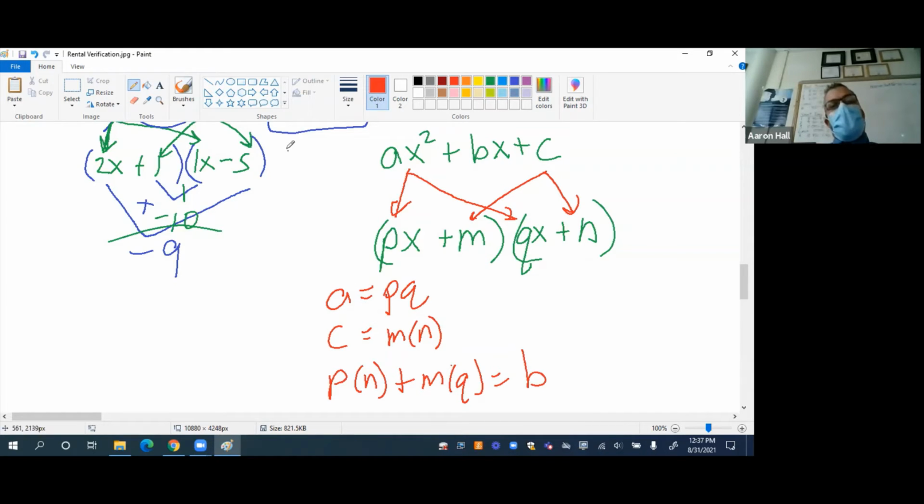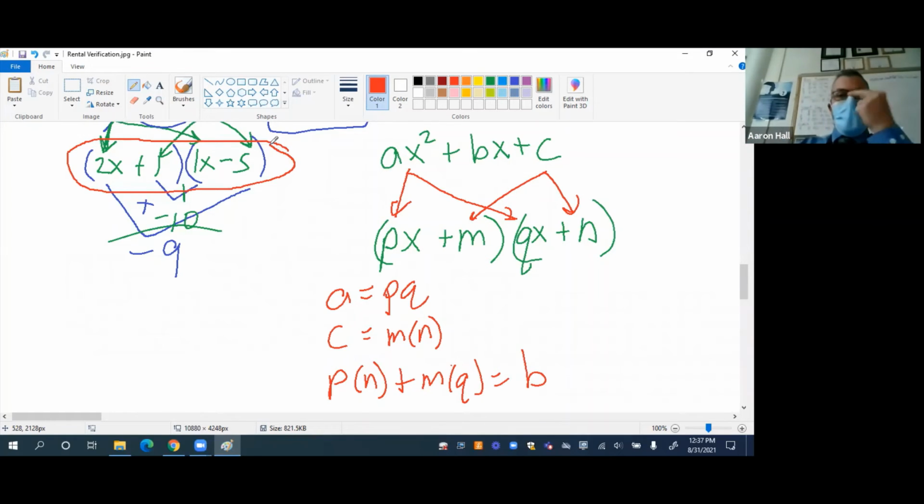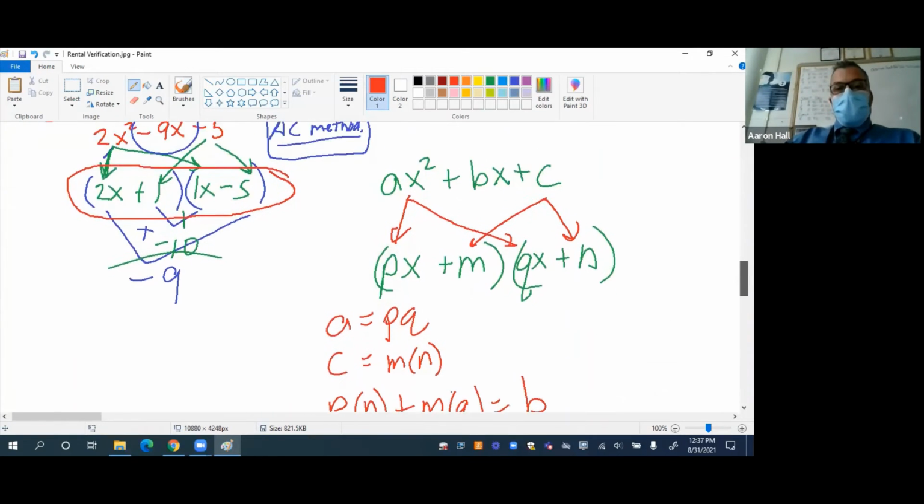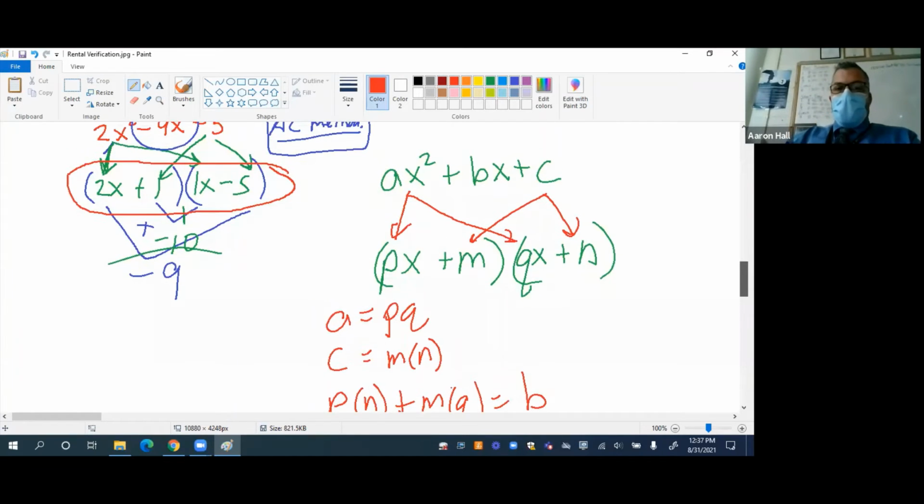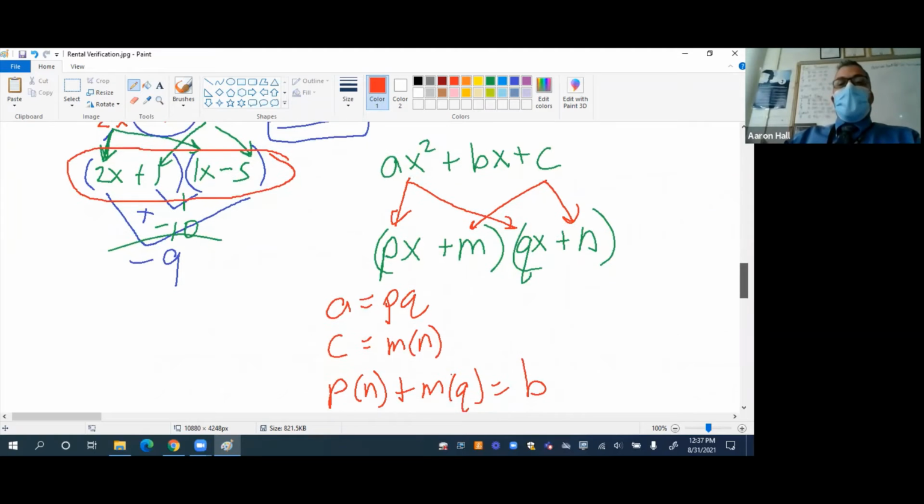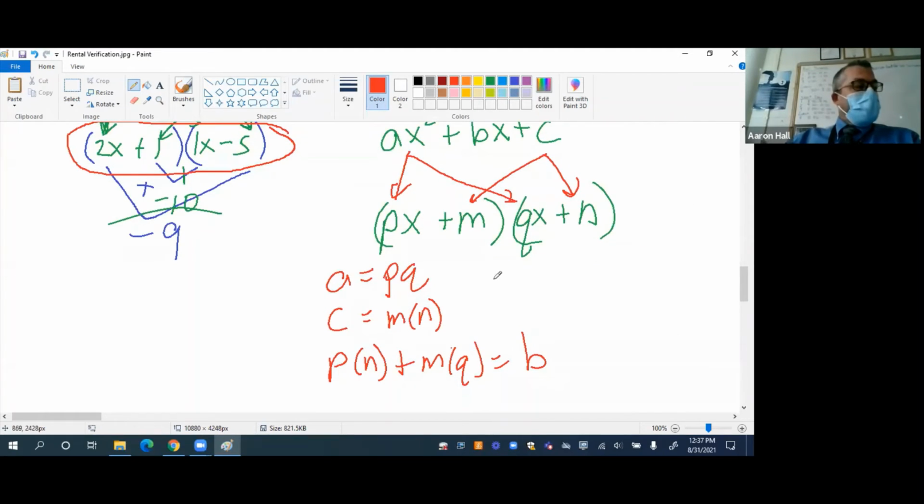How can we check this to see if we're right? Please don't say FOIL. Yeah, distribute. We can distribute. That's one of my pet peeves. I don't like the word FOIL, just because it's not very inclusive, like you said. All right, we good there? Yes, no, maybe so.